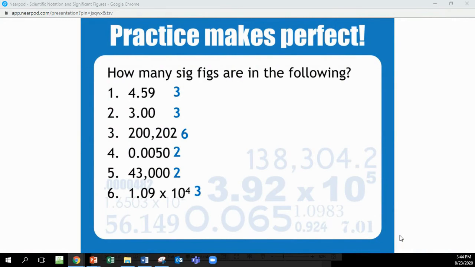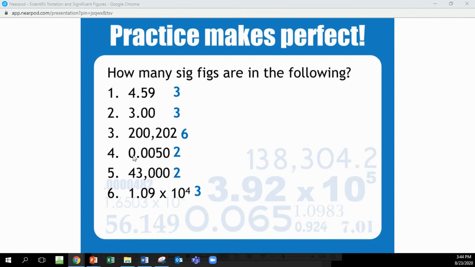So here, these are the same problems. You should run through them. Number 2, there is a decimal present. We count from the left, from the first non-zero digit. That's the 3. We're coming from here. Once we start counting, we can't stop counting. 1, 2, 3.